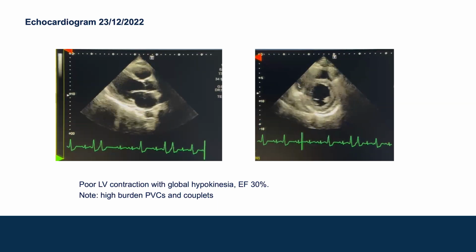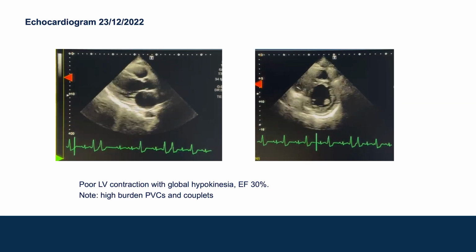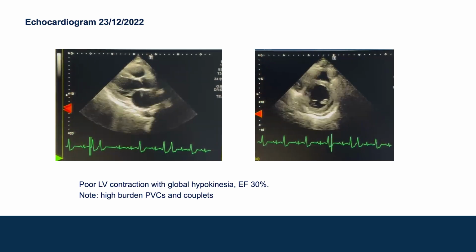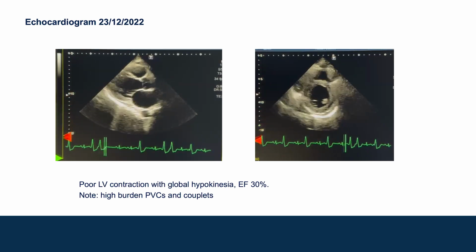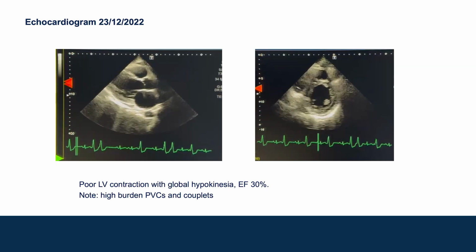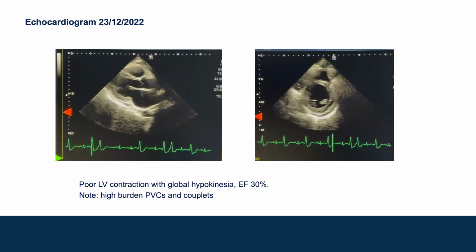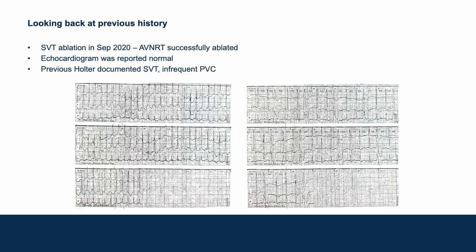Now I look back at the previous history. These are the Holter findings. You can see that in the previous history when he presented with SVT, it was indeed SVT because an electrophysiology study was done. The Holter also shows a narrow complex tachycardia. And surprisingly, there are also infrequent premature ventricular complexes even at that time.